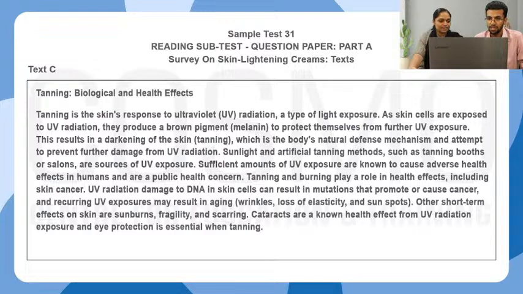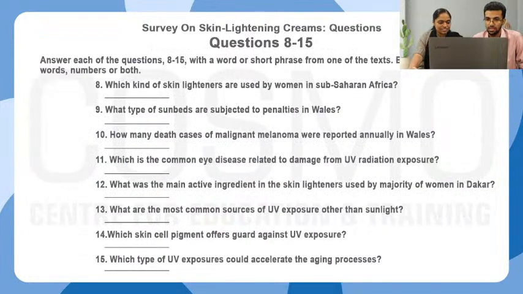Okay, let's move to the next question. I think it's the final question. Question number 15: Which type of UV exposures could accelerate the aging processes? So, what are the keywords in this question and where can you find this information? Find the keywords.